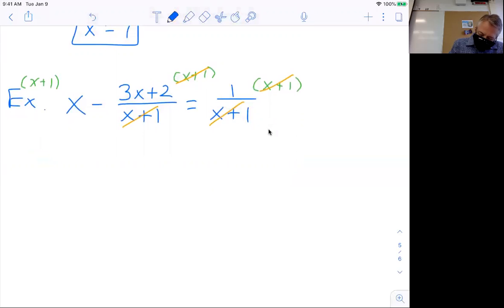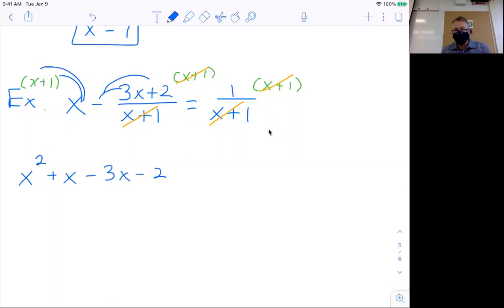And so now I'm left with x squared plus x, because remember I have to distribute that, minus 3x minus 2. Don't forget, that negative goes to both of those terms also. So far we have x squared plus x minus 3x minus 2 is equal to, looks like we just have 1 on the other side. So again, my second line should not have any fractions. It doesn't, so I'm feeling pretty good about how this is going.